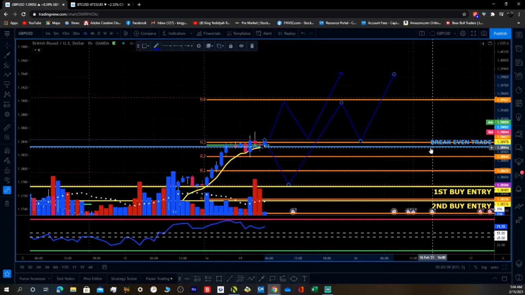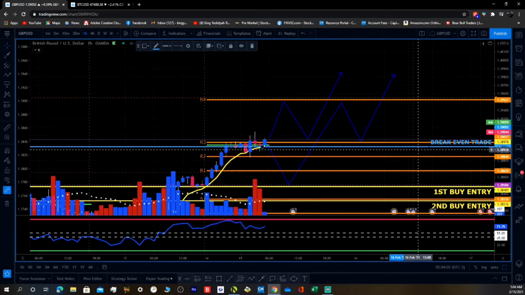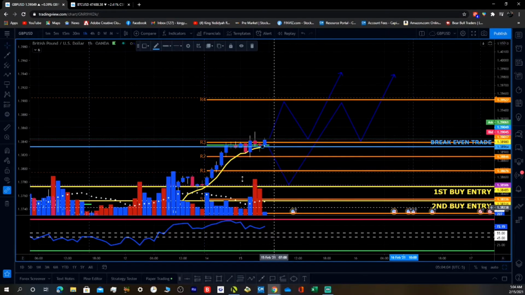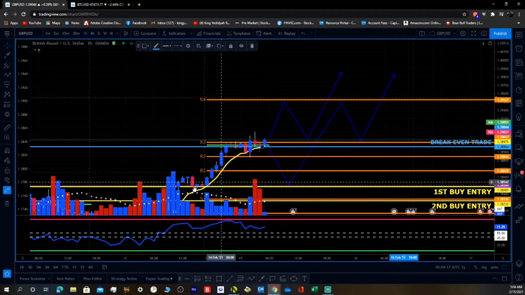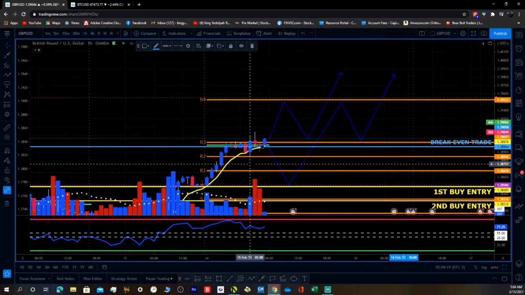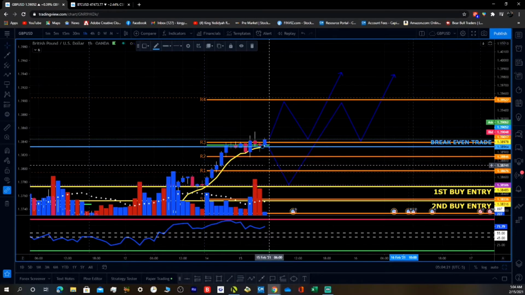Right now, as you can see, I have this set here as my break-even trade. At this point, I can move my stop up to this level and break even the trade, right? But I don't want to risk it, because we could get this pullback here. We're in a nice little uptrend. I'm not thinking it's gonna fall out the sky.